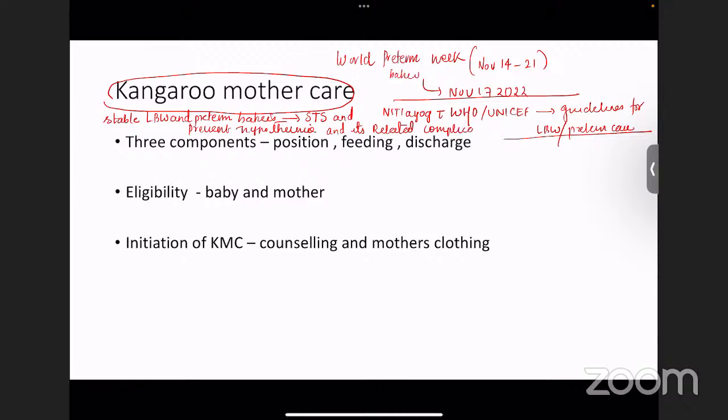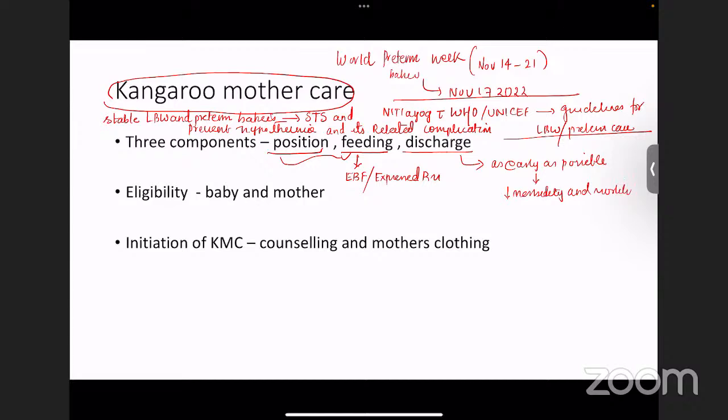Right. So this is the important thing. What are the three components? Position, which we will discuss. In kangaroo protocol, they can do exclusive breastfeeding or express the breast milk and give. And when you do both things properly, the child could be discharged as early as possible, and it also prevents morbidity and mortality.